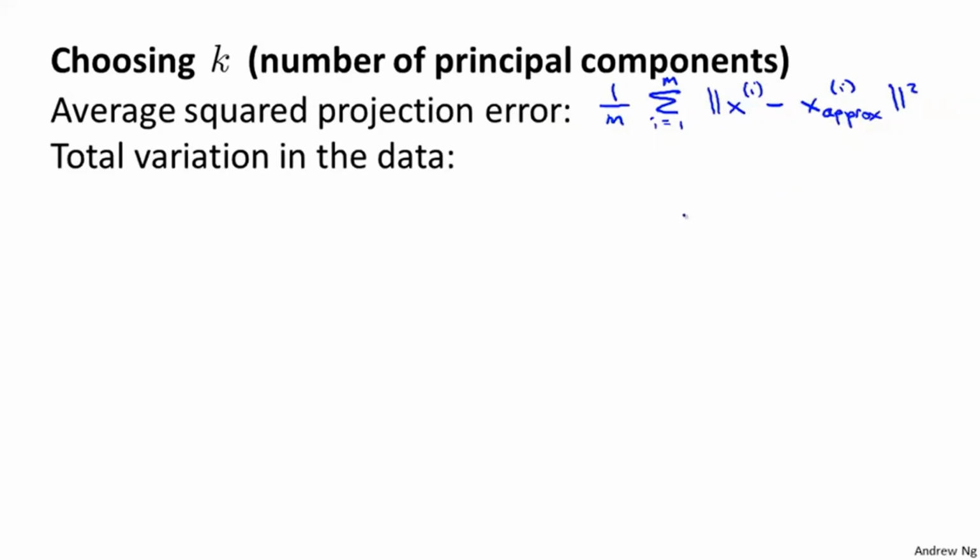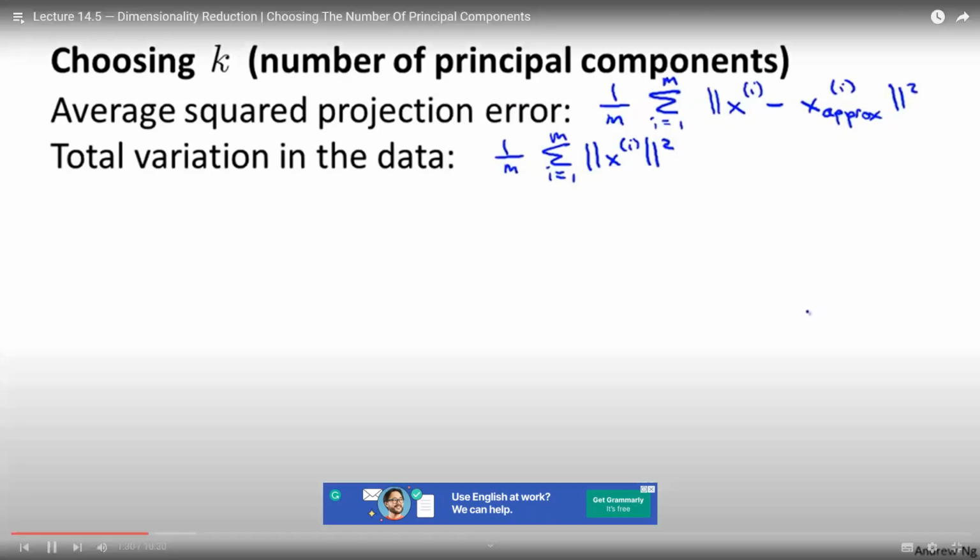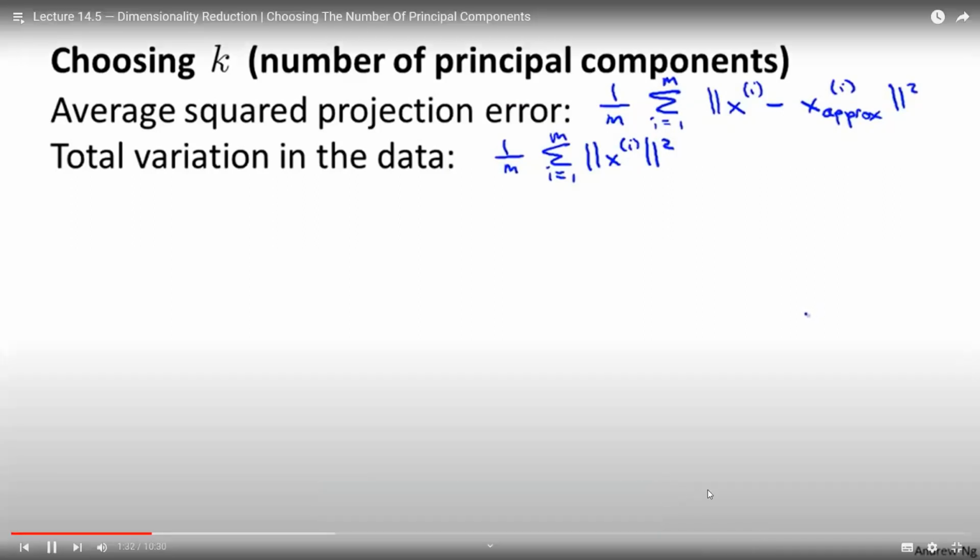Also, let me define the total variation in the data to be the average length squared of these examples x i. So the total variation in the data is the average over my training set of the length of each of my training examples. And this says, on average, how far are my training examples from the vector of all zeros? So how far on average are my training examples from the origin?